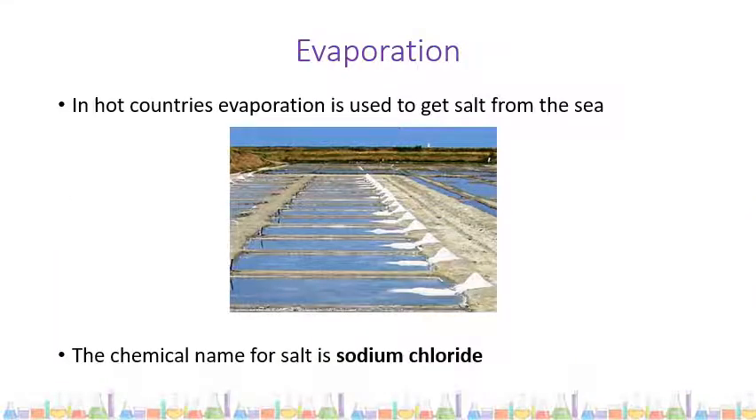Okay, and in hot countries, they actually use evaporation to get salt from the sea. So they have these special beds that you can see here where the salt water from the sea comes in, and they leave a very thin layer of it there, and what happens is the water evaporates off and all that's left then is the salt. And just for your own information, salt has the chemical name of sodium chloride. So on our periodic table, sodium is Na and chloride is the chlorine ion, which is NaCl.